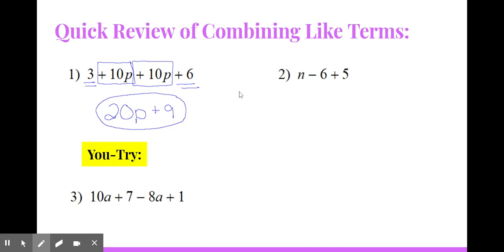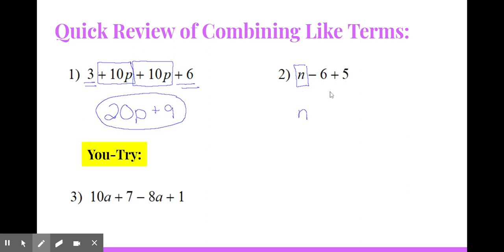Let's try another problem. Problem number 2. Again, I'm looking to combine like terms. So I see a variable n. I'm going to box it off. But none of my other terms have n's attached to them. So therefore, there's nothing I can combine the n with. I'm just going to bring it down.